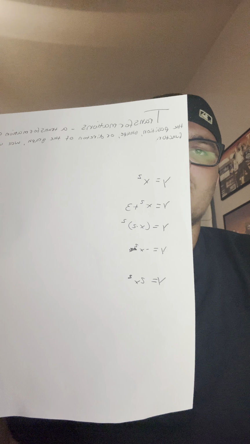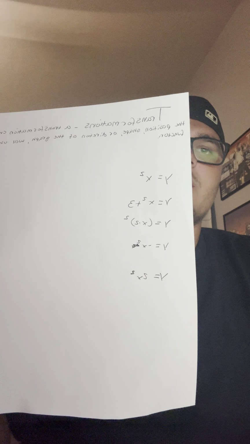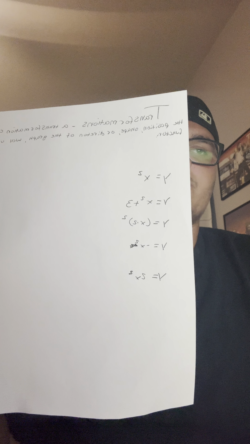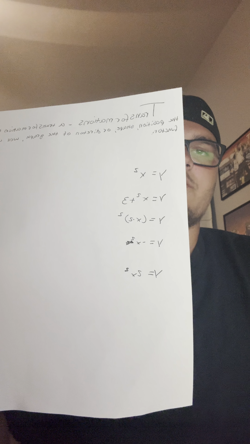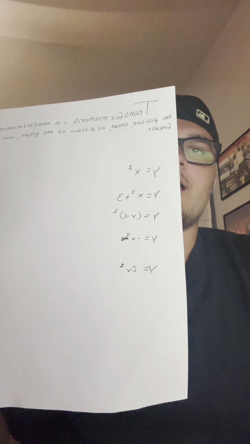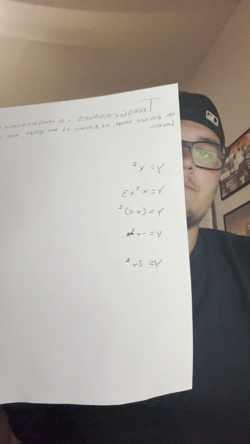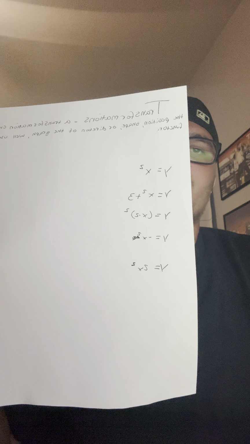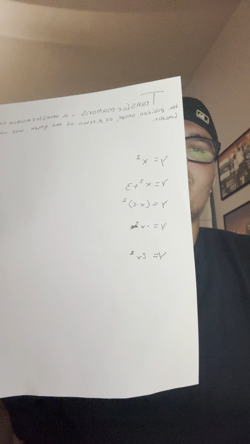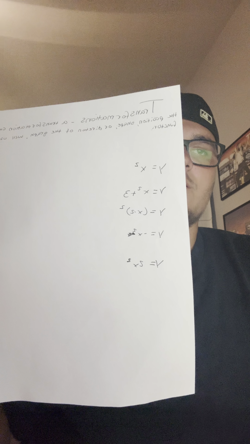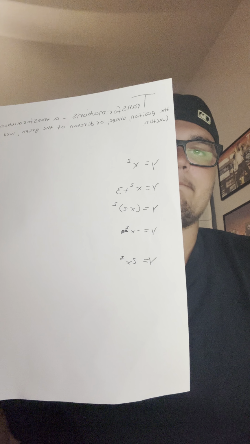Adding 3 moves the graph up 3 units. Every point on the graph shifts upward, so the vertex moves from (0, 0) to (0, 3). Next, we have to consider y equals (x minus 2) squared. Subtracting 2 inside the parentheses shifts the graph 2 units to the right. The vertex moves from (0, 0) to (2, 0).